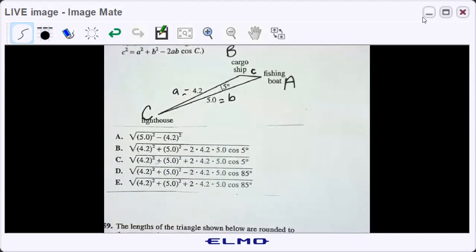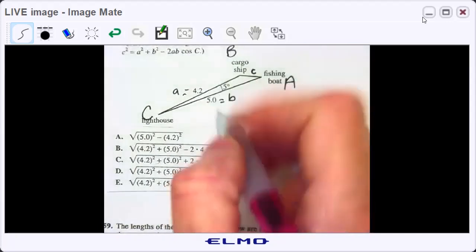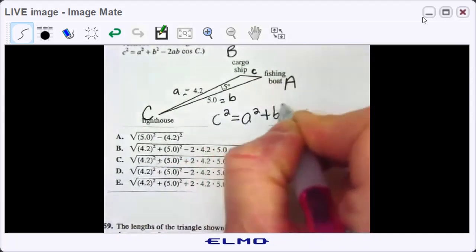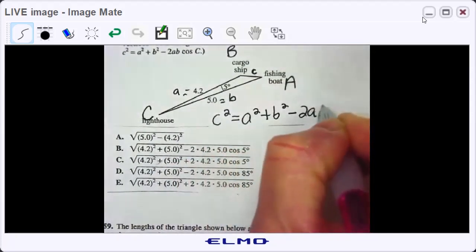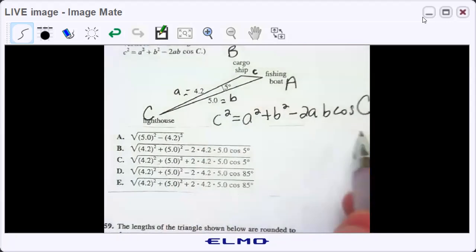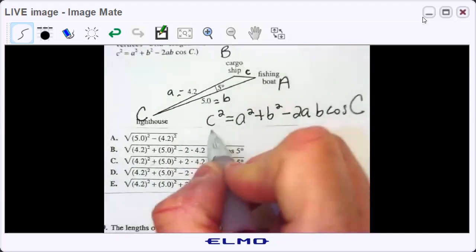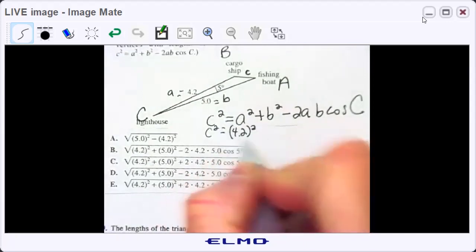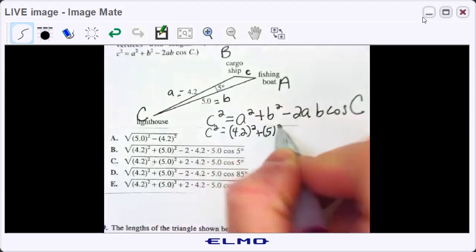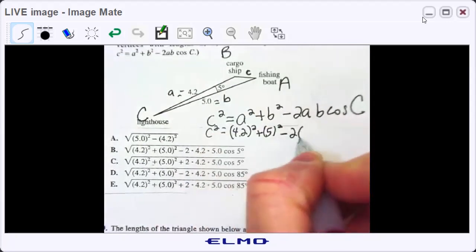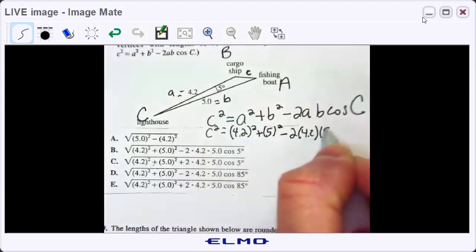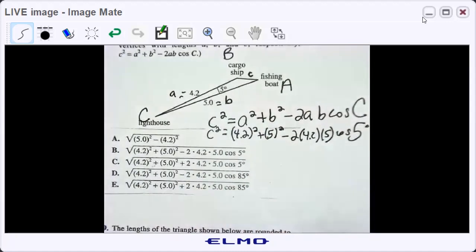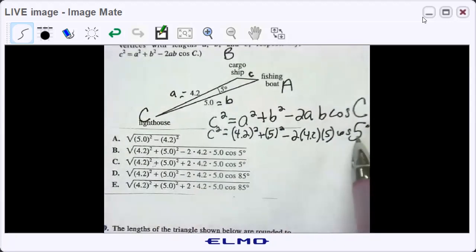All right, so when you look at this one, again, this is just so simple of just plugging in information. What's going to be different in this one is we don't have anything for little c, but we do have a number we're going to put in for capital C. So we're going to have c squared equals 4.2 squared plus 5 squared, just from what we have labeled on the triangle, minus 2 times 4.2 times 5 cosine of angle 5 degrees. So again, the difference here is they did give us the angle. We're not looking for it.